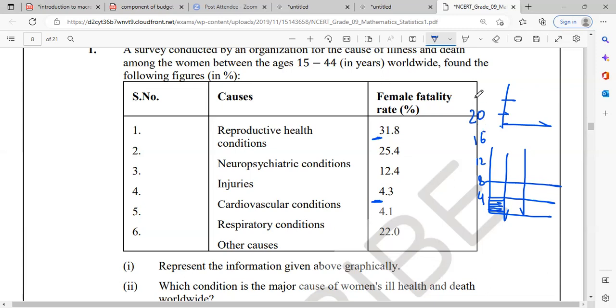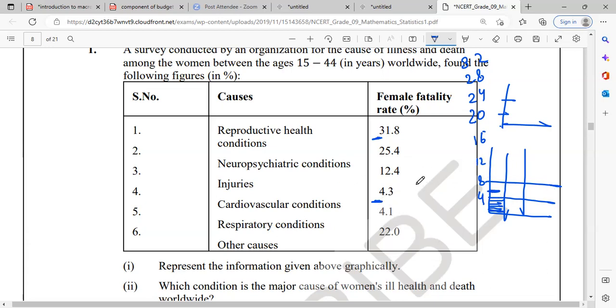Then 20, right? Then 24, then 28, then 32. Yeah, you are done because the highest is 31.8, right? And for example, it is 4.3. So you will represent 4 and then 1, 2, 3 here, right? It is 4.1. So 4 and 1 like this.